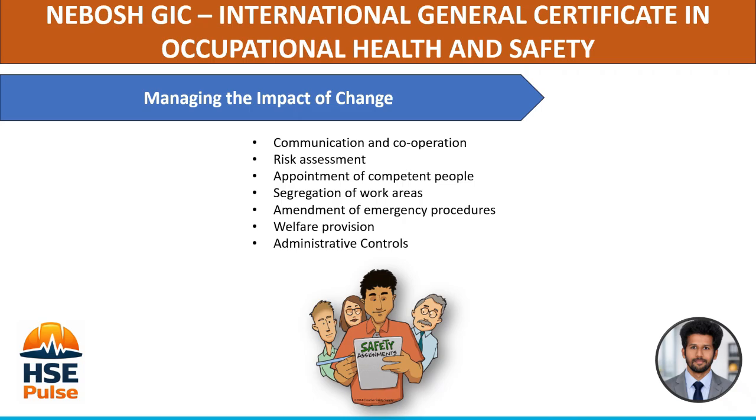By proper welfare provision, such as providing clean drinking water, an adequate number of sanitary provisions, adequate washing facilities, a dining hall, a well ventilated workplace with adequate lighting, and a noise-free workplace, etc. By administrative controls, by providing proper training, following the permit to work system, following safe system of work procedures, providing job rotation, providing frequent rest breaks. Through these techniques, we can manage the impact of change in an effective manner.